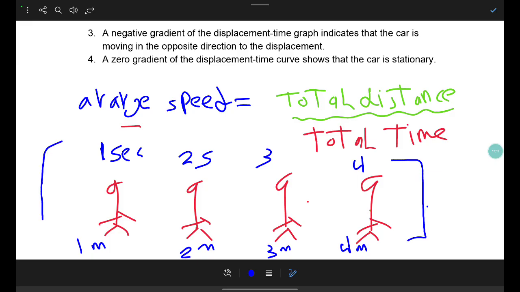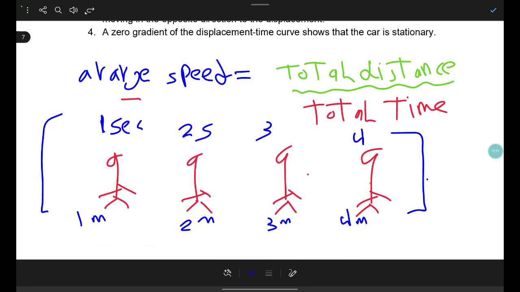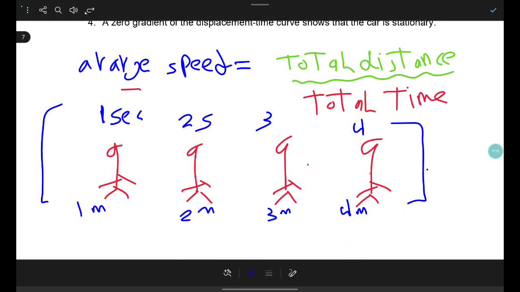Okay, first of all, I will write my formula. What is my formula? My formula is average speed equals total distance over total time. Okay, I write my formula. Then I will substitute in this formula.